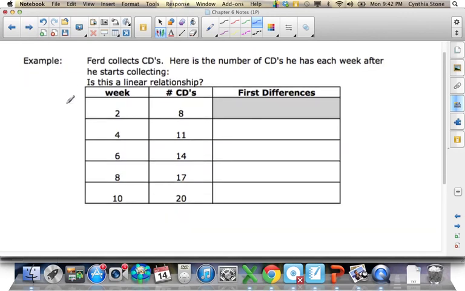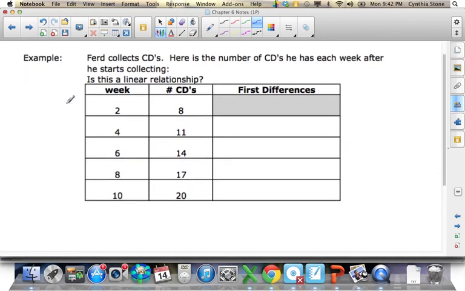So let's just look at a little example of that again. Is it a linear relationship between Ferd and the number of CDs he buys each week? So here, for example, see it goes up by 2s, 2, 4, 6, 8, 10. So it goes up by 2s, and that's okay. This is my x, remember? The first number written is always the x. The second one is the y, okay? Independent, dependent. And it goes up by 2s every time, so it's okay.